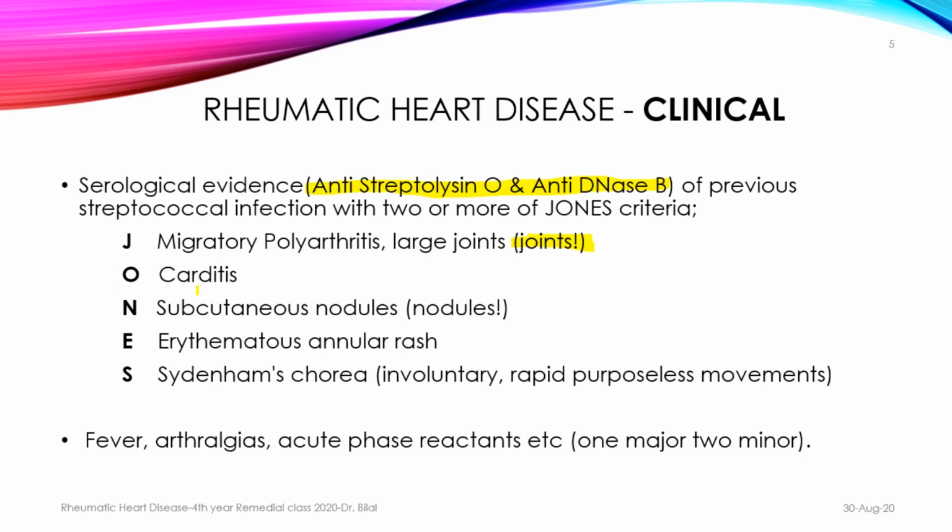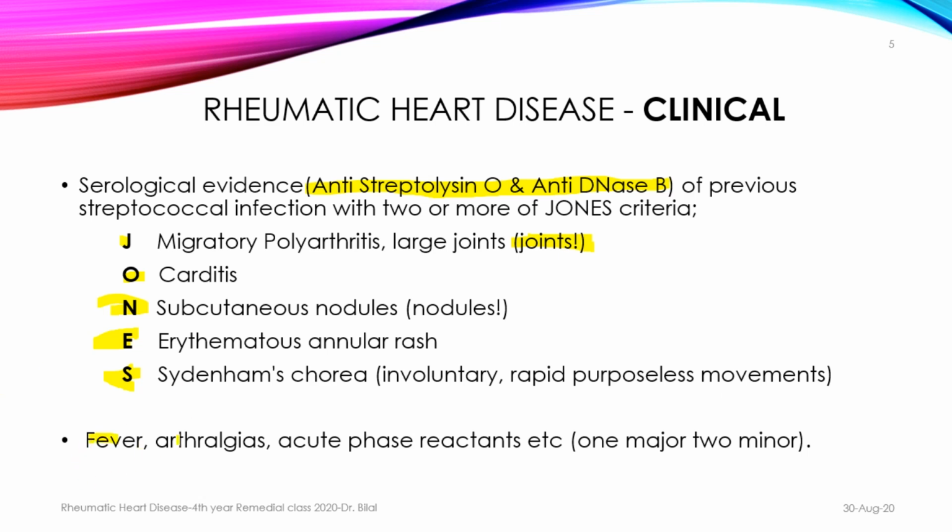Then O, we try to remember that O is the shape of the heart, kind of. So it's carditis. So J is joint, O is carditis, N is for nodules. What are nodules? Subcutaneous nodules. E is an erythematous annular rash on the skin, and then S is for Sydenham chorea, which is defined as involuntary rapid purposeless movement. So remember the JONES, and you can remember it with the help of this explanation.